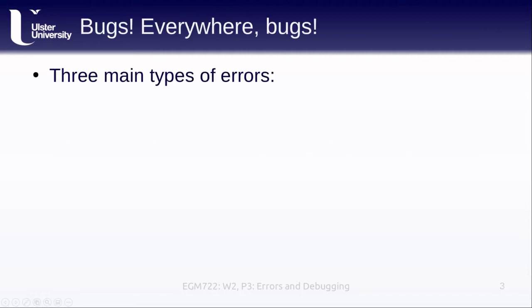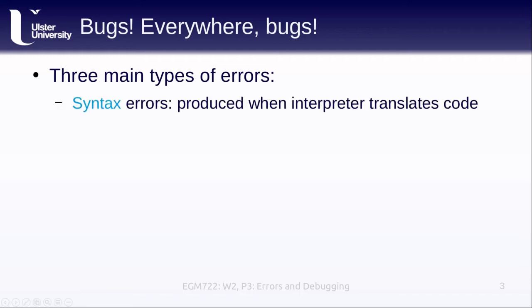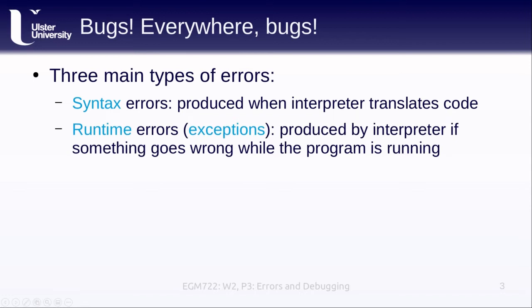So, in Python, there are three main types of errors that we're going to need to deal with. The first are what are known as syntax errors, and these are produced when the interpreter is translating the code from the human-readable code that you have written into the machine-readable code that the computer will actually work with. The second are what are known as runtime errors or exceptions, and these are produced by the interpreter when something goes wrong while the program is actually running.